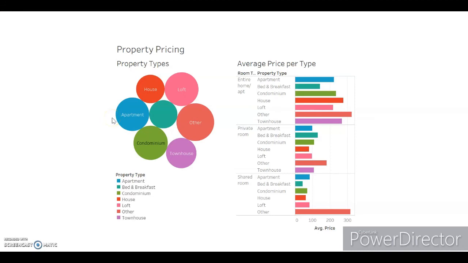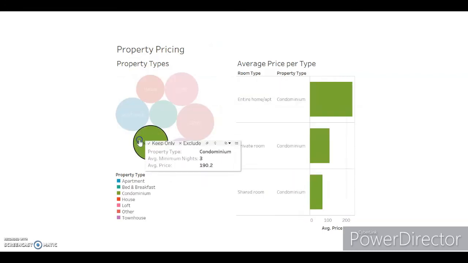So this is my first dashboard named property pricing. You can see the different types of properties available in the city in the bubble chart. I can click the bubble chart to filter and see the price range of different property types and also the types of room available in the different properties.